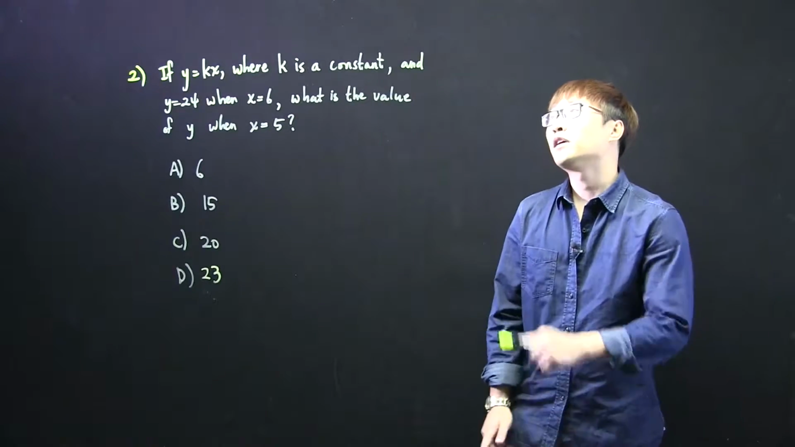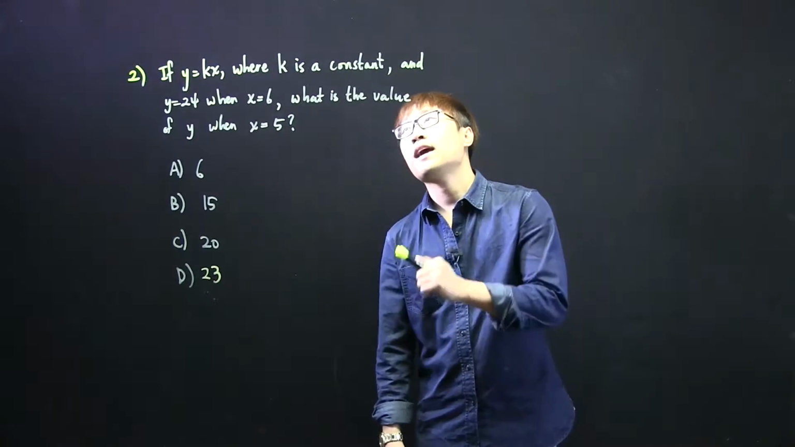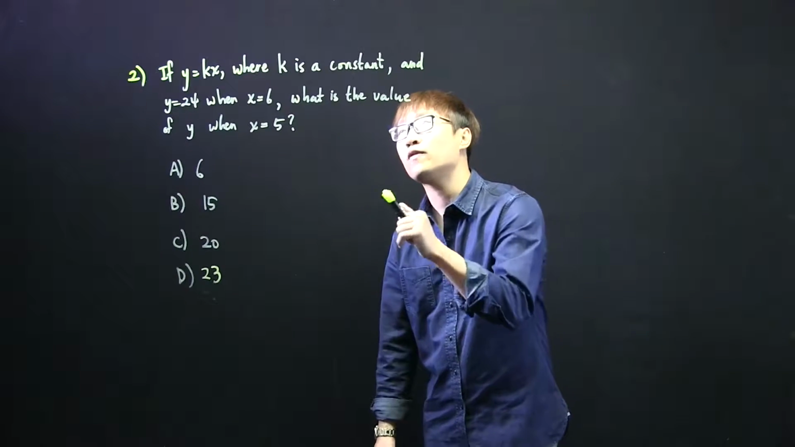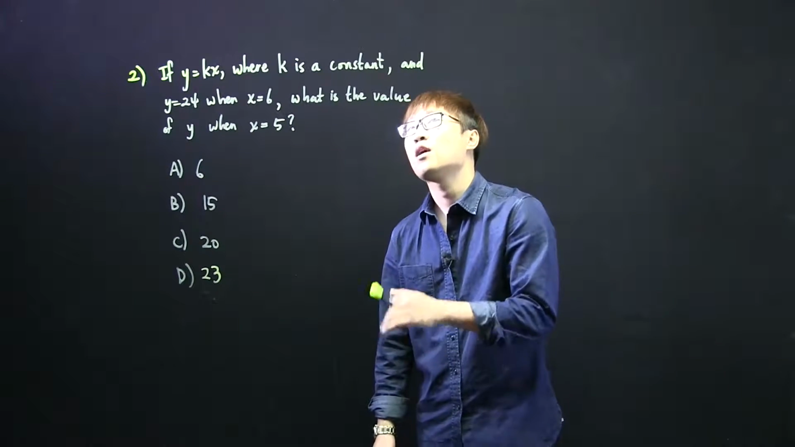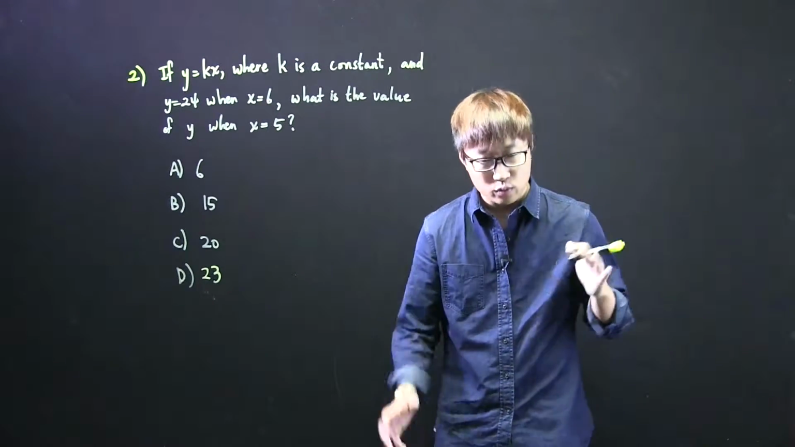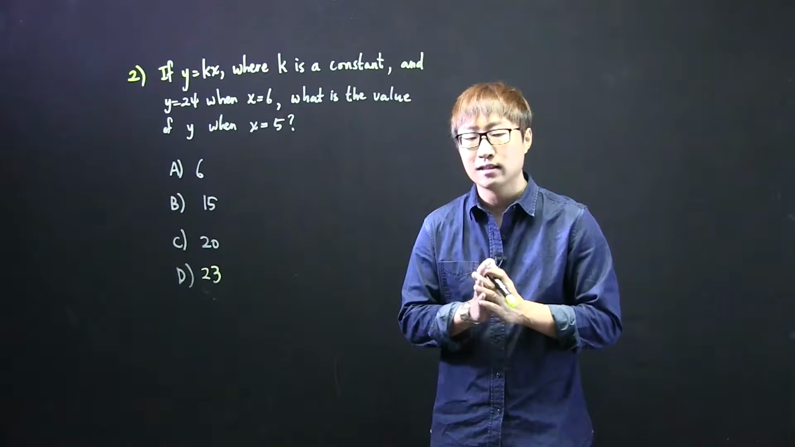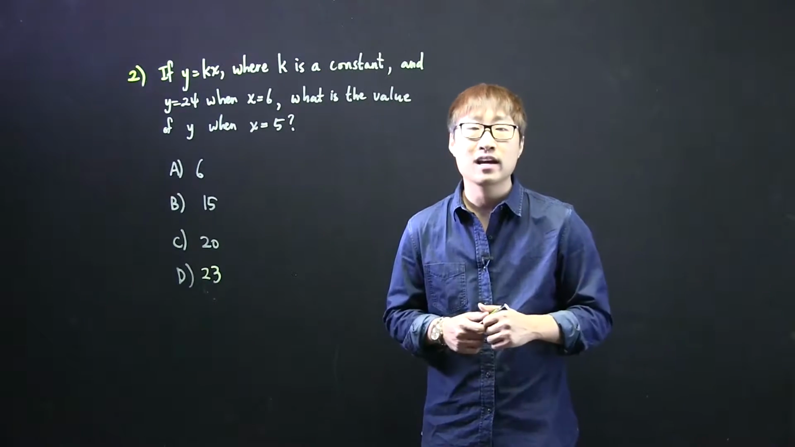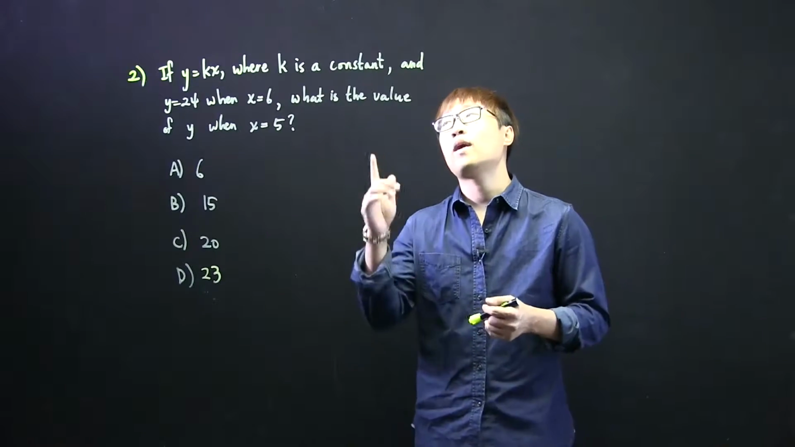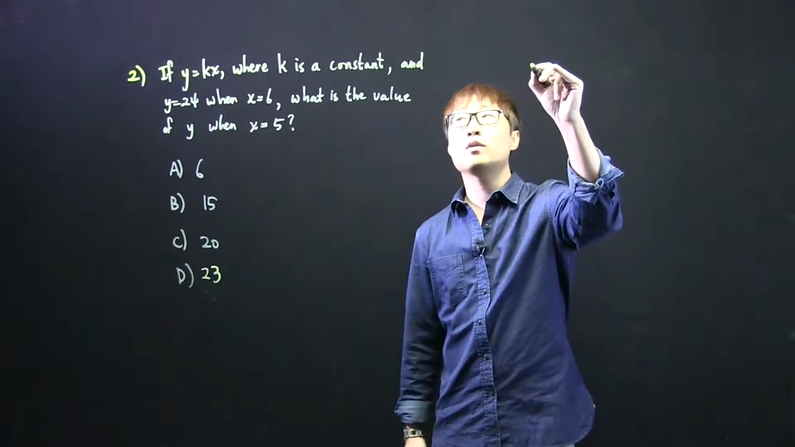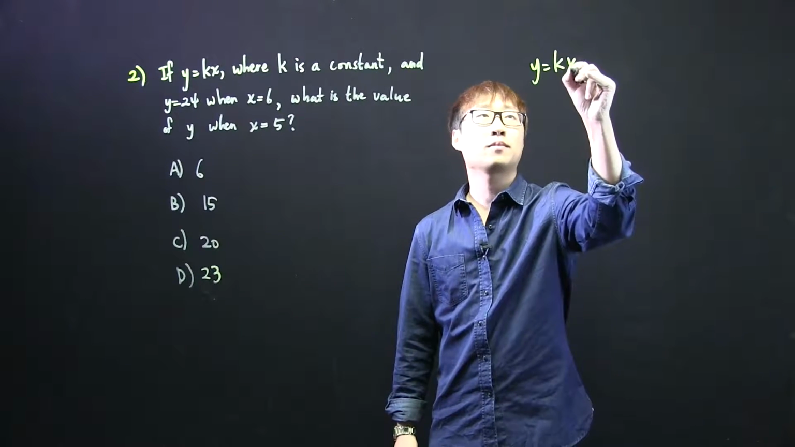All right, number 2. If y is equal to kx, where k is a constant, and y is equal to 24 when x is equal to 6, what is the value of y when x is equal to 5? All right, so let's get started. Like I just said in the previous lecture, always start with something you have an idea of what to do. So we know y is equal to 24 when x is equal to 6, and we have the equation given. So why don't we just plug it in and start from there, right?